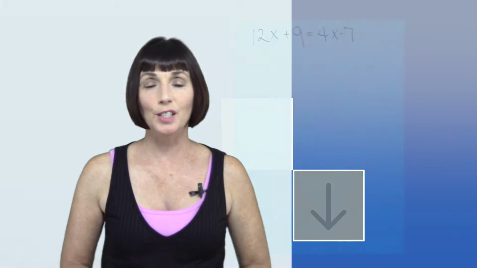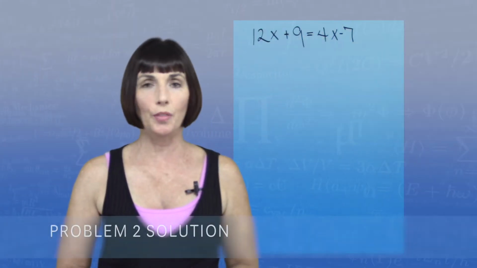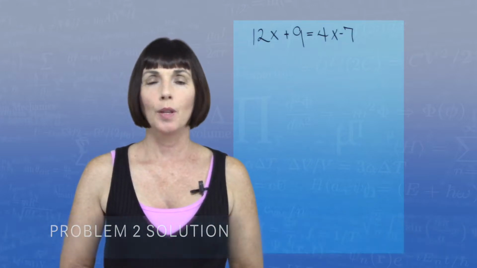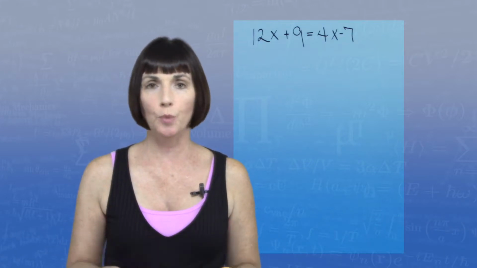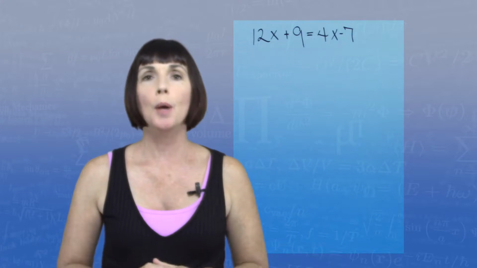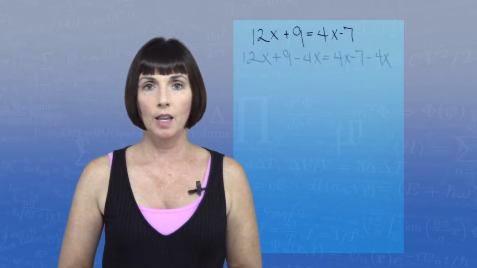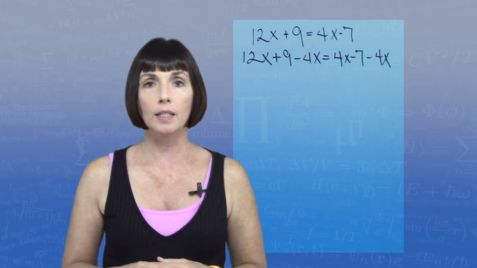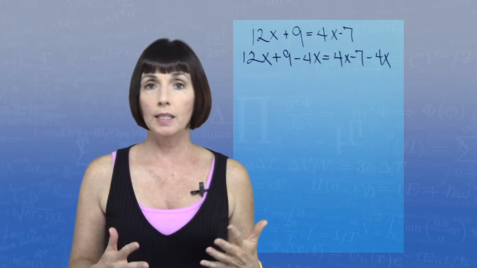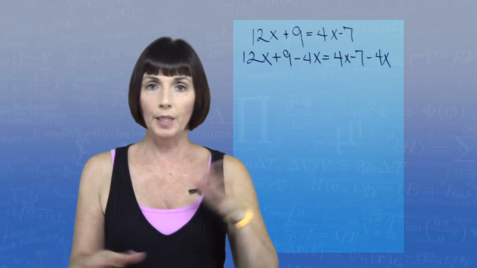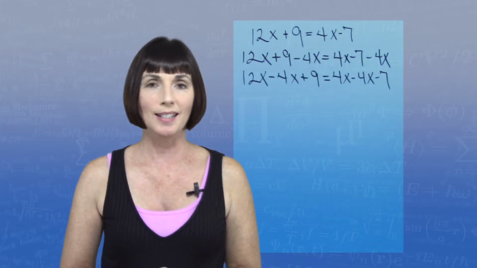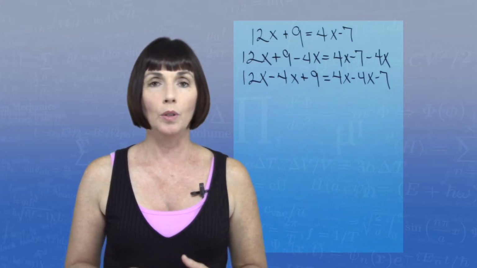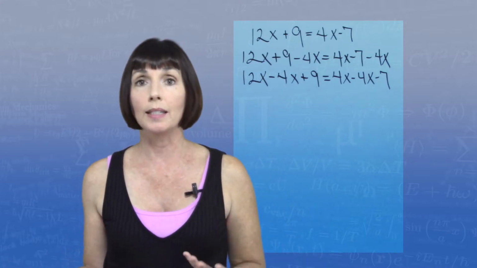Let's take a look at the solution to the second problem we left you with, which is 12x plus 9 equals 4x minus 7. All right, we're going to move that 4x term from one side of the equation to the other by subtracting 4x from both sides. So on the left, we have 12x plus 9 minus 4x equals 4x minus 7 minus 4x. We're going to rearrange so this looks a little better to us. On the left, we get 12x minus 4x plus 9 equals 4x minus 4x minus 7.